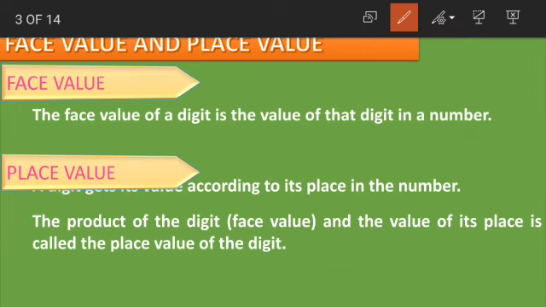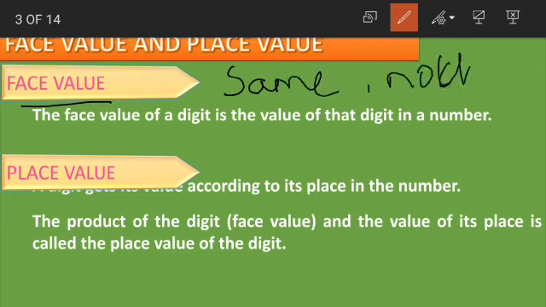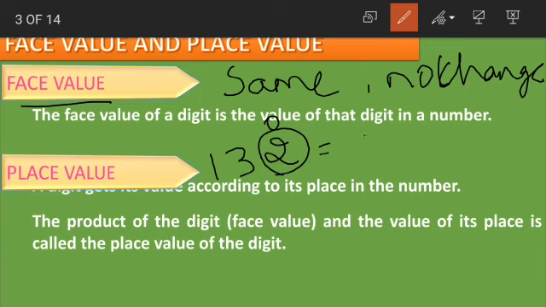Right, children? But the face value of a digit always remains the same. It will not change. No change in the face value. Again, I'll take the same example. 2 is in ones place. In this number, if we take 2 which is in ones place, the face value will be 2 only. Again, if I take this number where 2 is in hundreds place, what will the face value of 2 be? The face value will be 2 only.